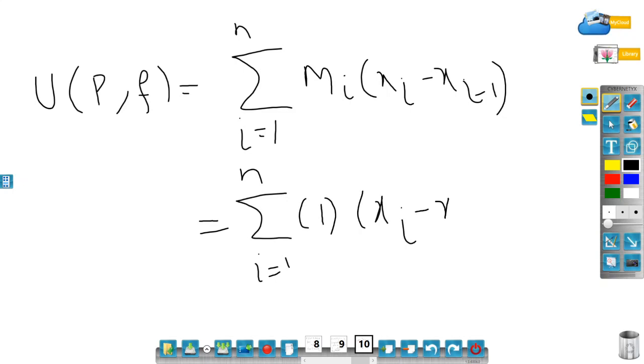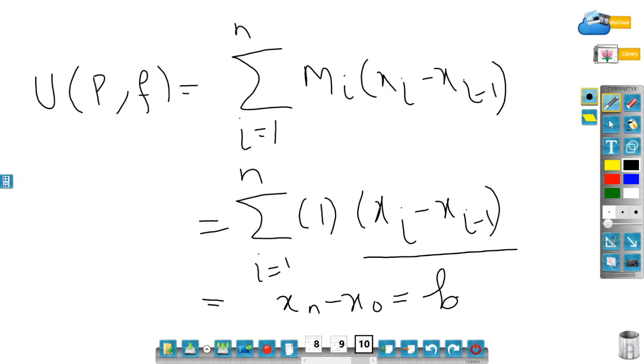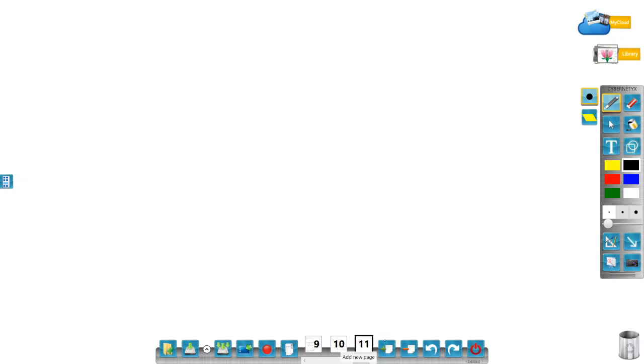Now if you take the Mi outside, the sum becomes a telescopic sum, which is xn minus x0. You can see that alternate terms get cancelled. So it is xn minus x0, where xn is 1 and x0 is 0. So the answer is 1. So UPF is a constant for any partition, so you can easily find out what UF is.